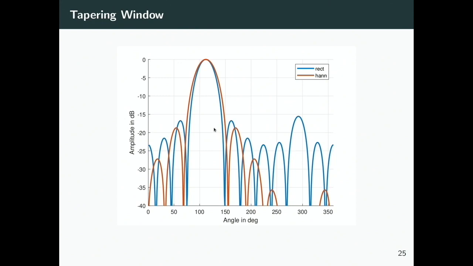Well, the trade-off, as always, is that we broaden the main lobe a bit. But I think that's acceptable, right? I would say that looks good just from the plot. Right, so this is what we did.